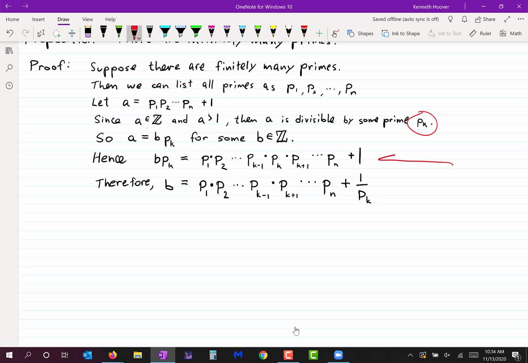I just took this equation and divided both sides by pk. If it makes it easier for you to follow, then you can put parentheses around this. Okay? And the last step is to subtract this part from both sides. And we get b minus all of that stuff equals 1 over pk.